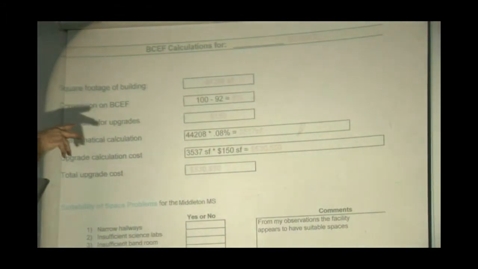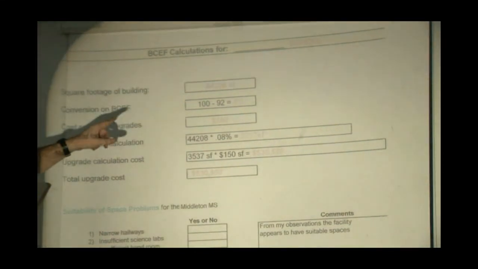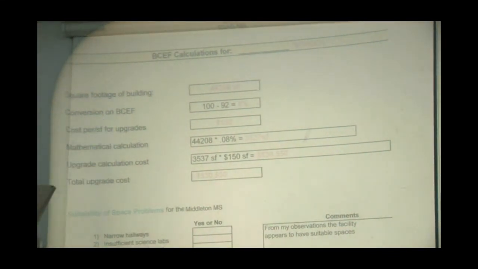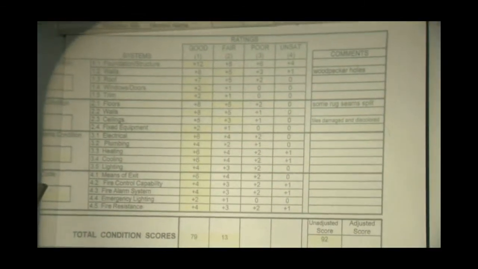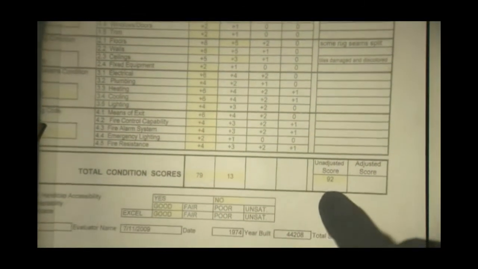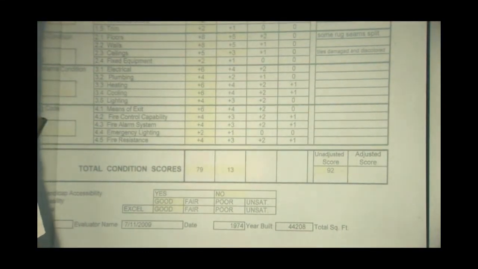The rest of this I've already put into a template. 44,208 square feet. And here's the interesting thing. We scored a 92 on the evaluation of the building. And so the 92 that was scored, there's your 92 right here. The 92 that was scored says this: invert and subtract from 100.